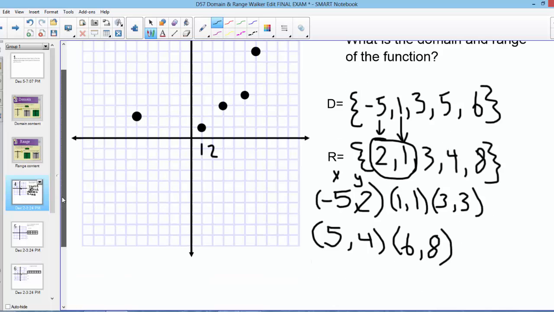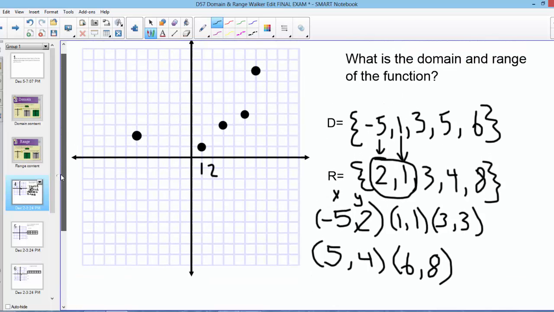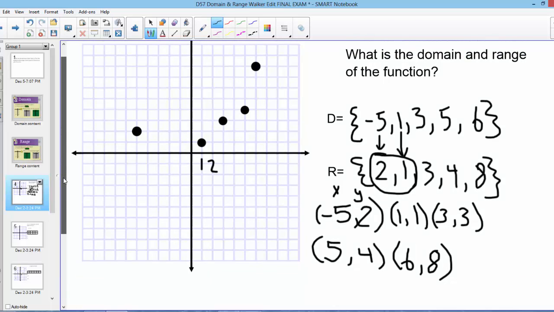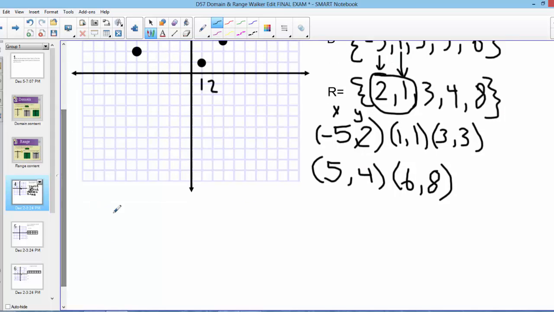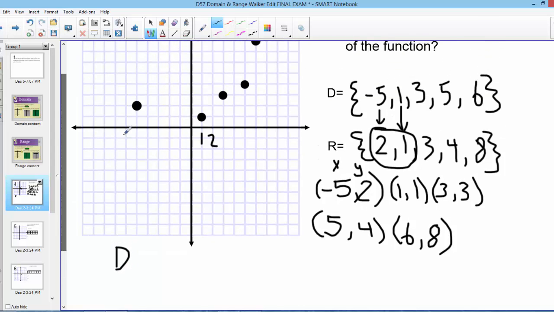Now, yesterday we learned about continuous and discrete functions. So is this graph represented continuous or discrete? And you should all know it is discrete because these are just points. You don't have the values such as 2.